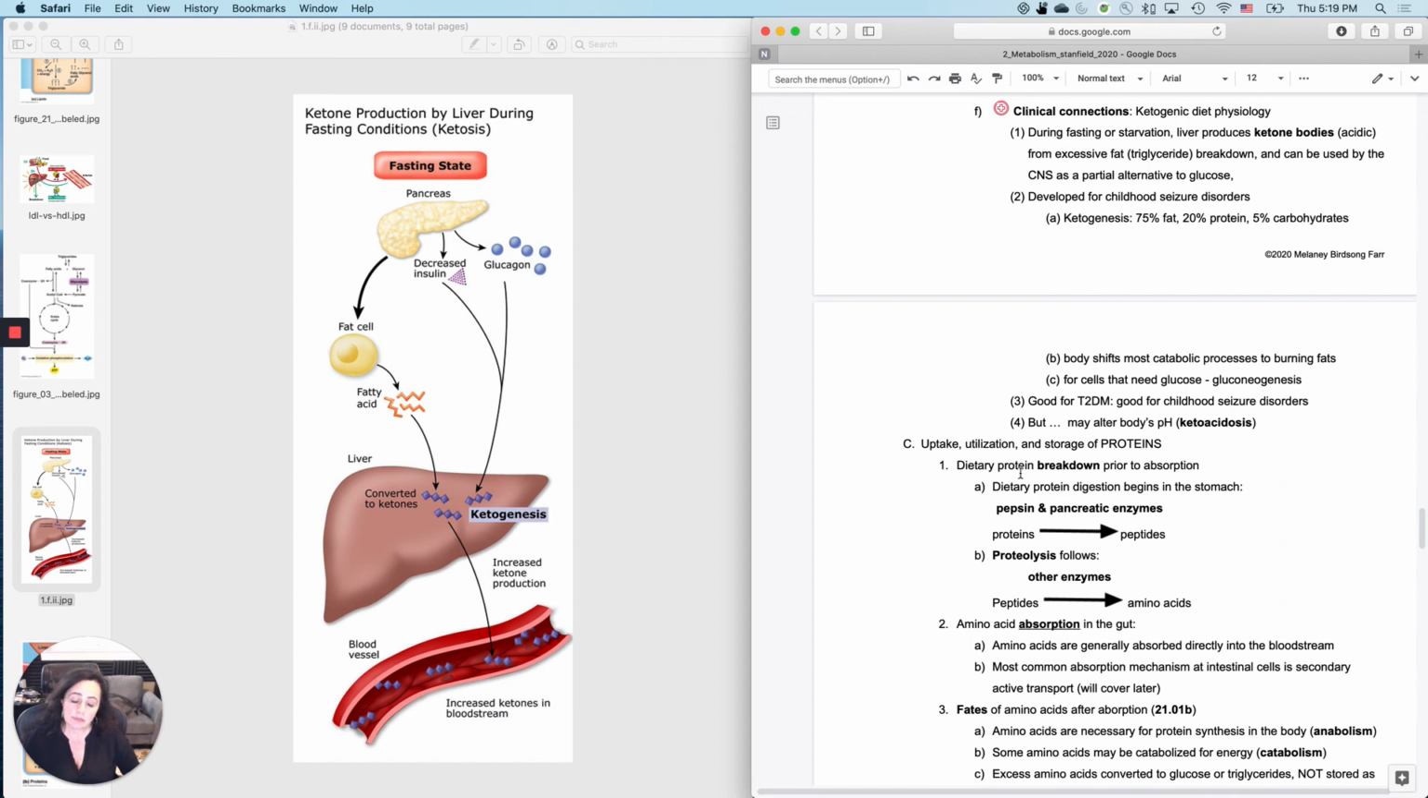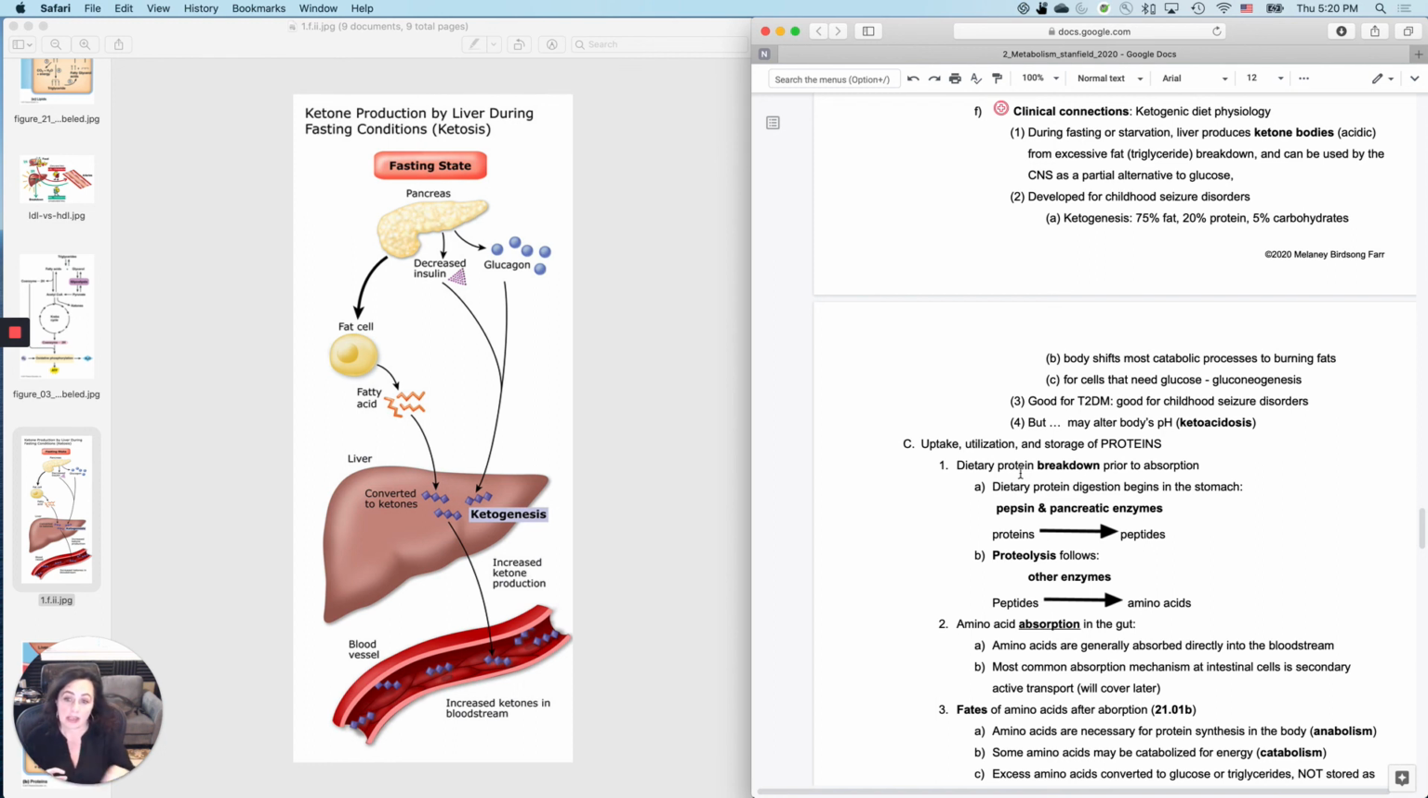It is good for type 2 diabetes. Type 2 diabetes we'll talk about in more detail later. It's like when you have chronically high levels of sugar that cause insulin suppression problems. And it is still, for reasons that are not completely understood, good for childhood seizure disorders, but you have to be very, very rigid with yourself on the diet.